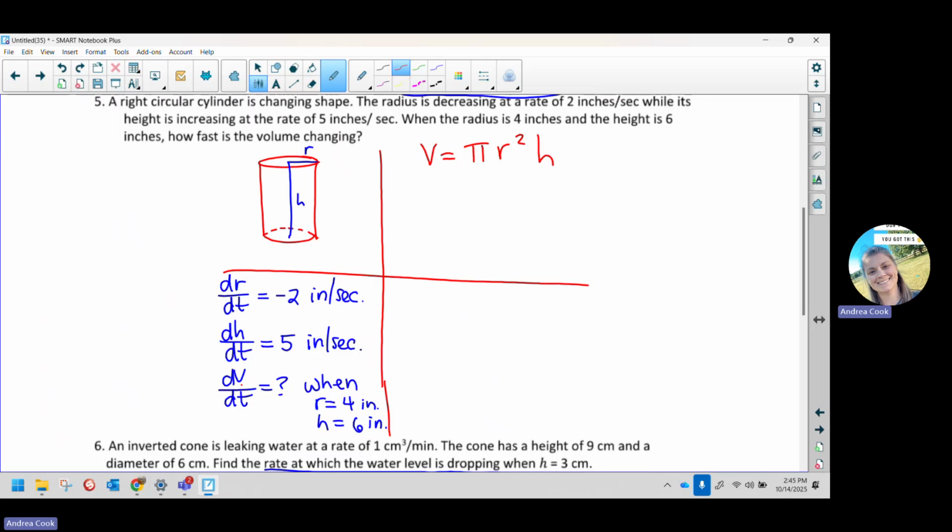Why can't you just use r and h? Because they gave us r and h, so we don't need to eliminate a variable. No, we don't need to. So for dV over dt, we're just going to do product rule.